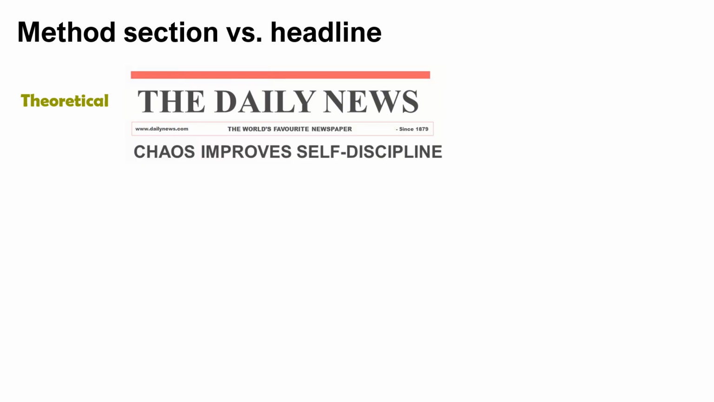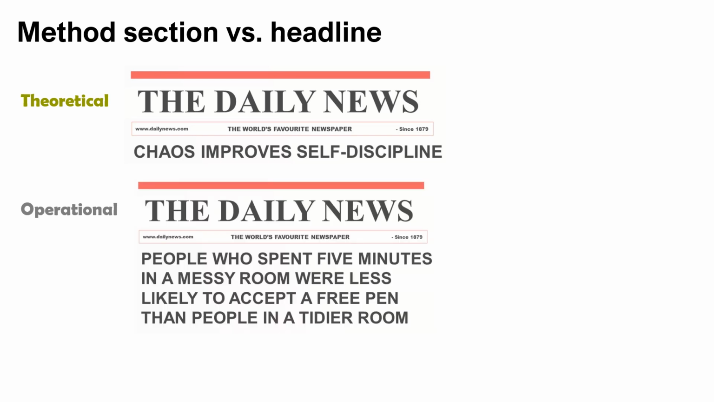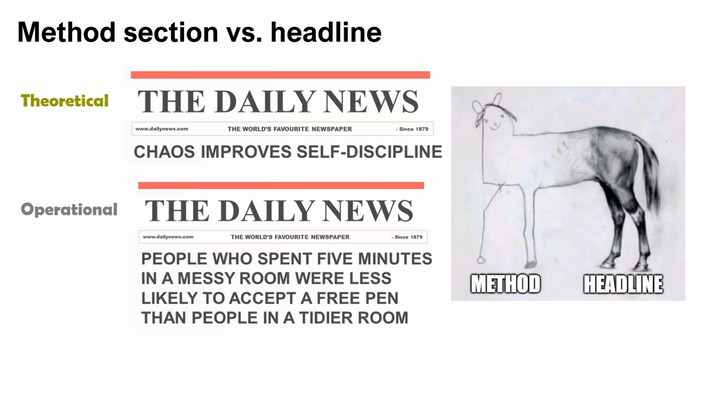When research is reported in the media, we often tend to get the theoretical level. So we might see headlines like this: chaos improves self-discipline, study finds. And if the headline was written from the operational level, it might look more like this: people who spend 5 minutes in a messy room were less likely to accept a free pen than people in a tidier room. So sometimes the headline can be more impressive than the method.